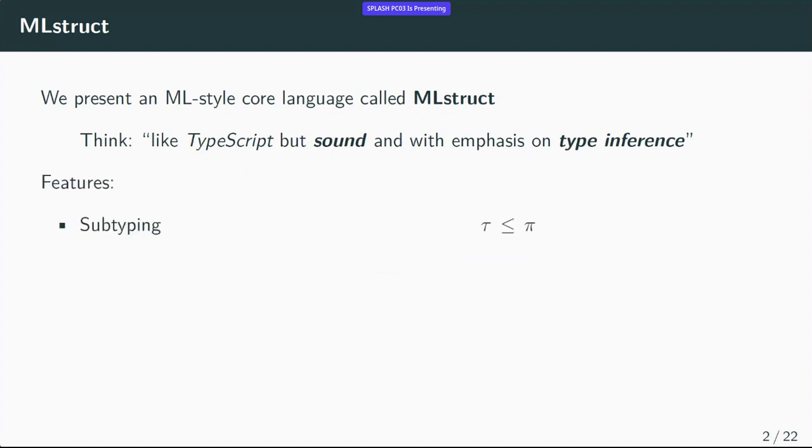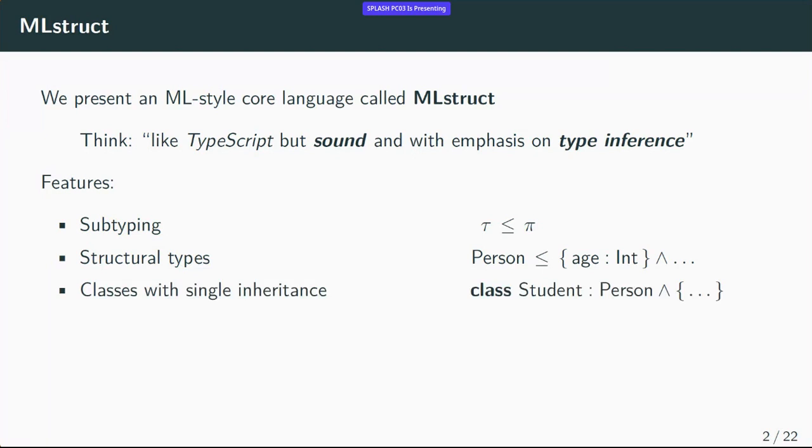The features of MLstruct are subtyping, fundamentally, and structural types. The idea of structural types is that you can compare types based on their structure instead of purely based on their names and pre-declarations. And then we have class hierarchies with single inheritance, which is actually important, as we will see.